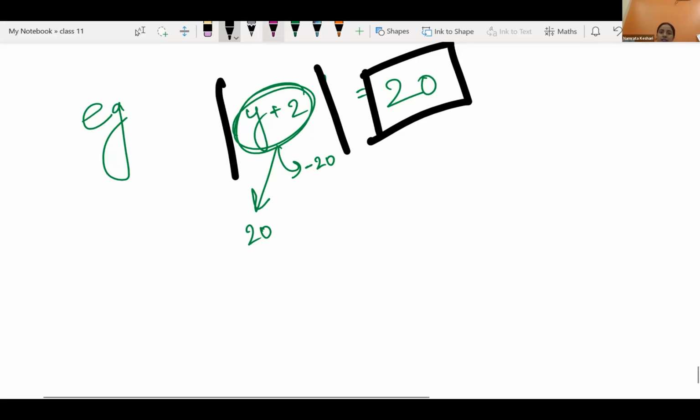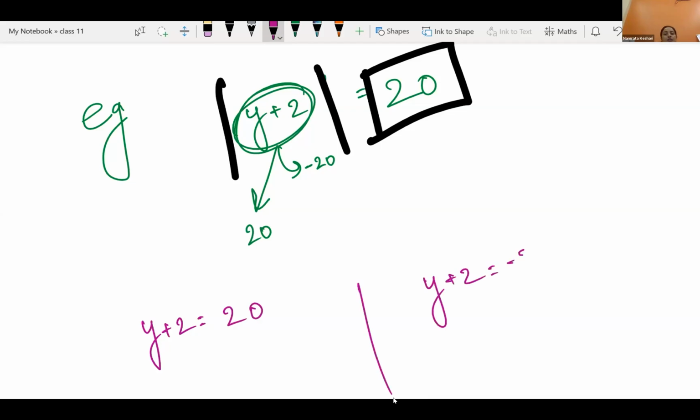Yes, ma'am. Making sense? Okay. Whenever we have this type of question, we will say that y plus 2 is maybe just 20, or maybe y plus 2 is minus 20. With this understanding, is it making sense, Manvi, Neha, Mariam? Yes, ma'am. Okay, and yes, we will be getting two y values. One of the y values is 18 and another y value is minus 22.